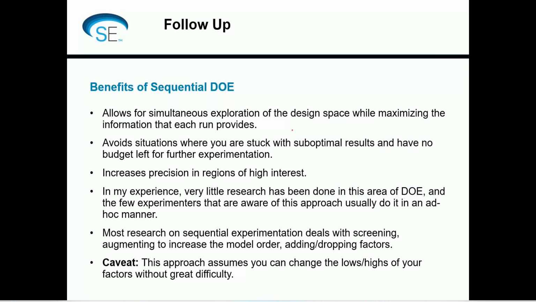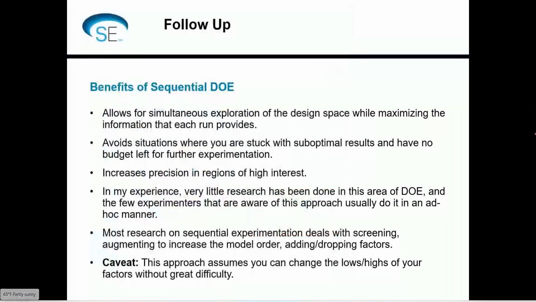It's better than nothing. Most of the time, when people see sequential experimentation, what they think about is screening, augmenting to increase the model order. What that means is that they keep the same design space, but they add runs to go from, say, a linear to a quadratic model, quadratic to cubic, and so on. Also adding and dropping factors as well. Those are forms of sequential experimentation that I think have been pretty well covered, well studied. Okay.